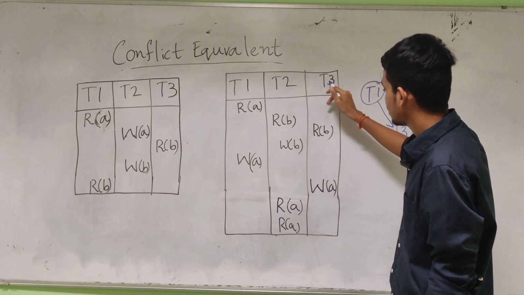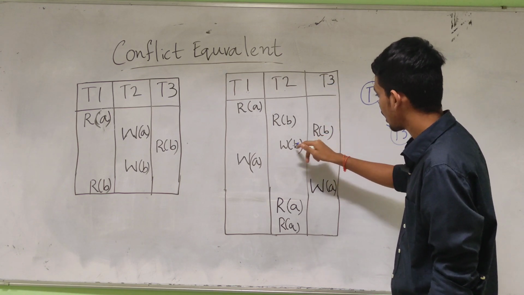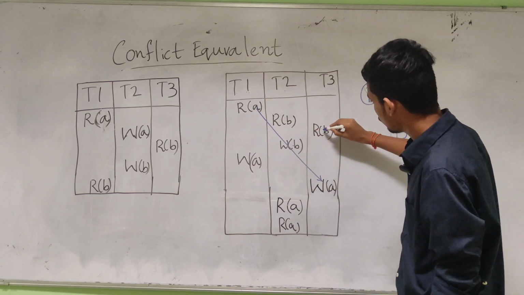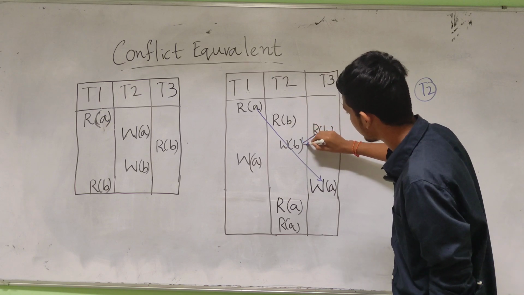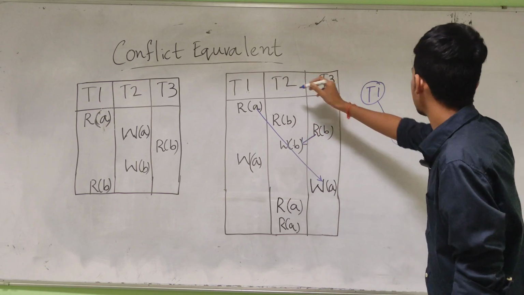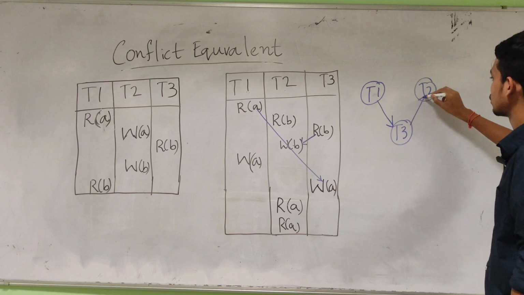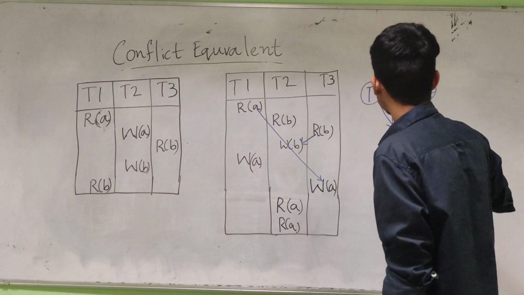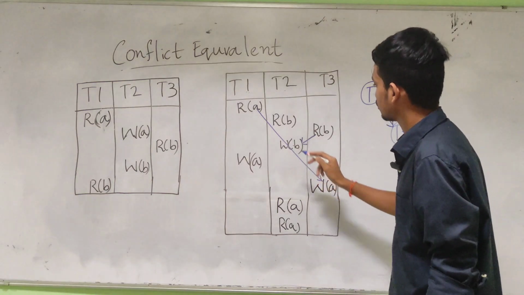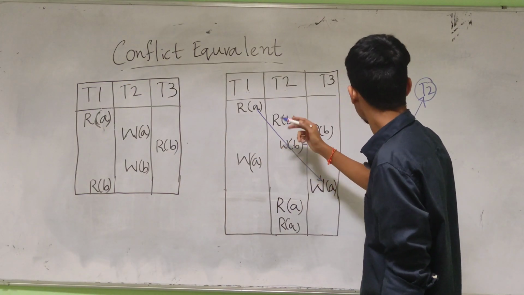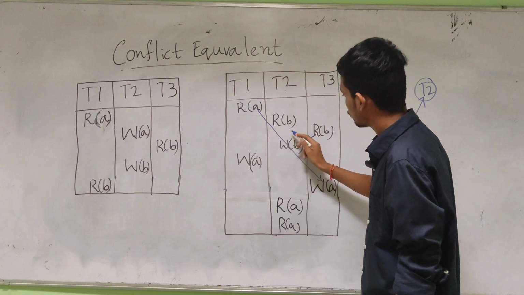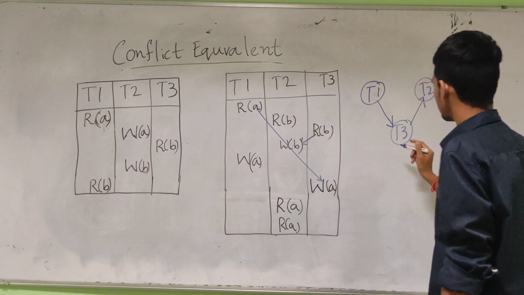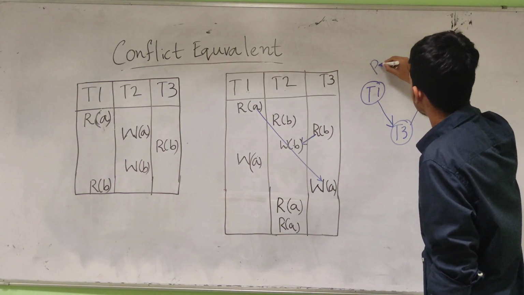When you take this T3, read B is there, write B is there. The first one we got like this. Now read B, write B, we are getting like this. So T3 to T2, another arrow we should draw. Is there anything from T1 to T2 or T2 to T1? Is there anything like T2 to T1? This is right, so it is not possible. So nothing is there. So this is the precedence graph.